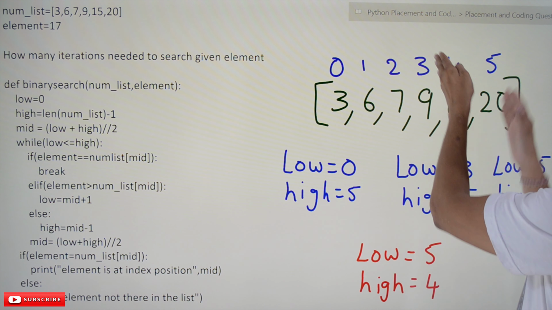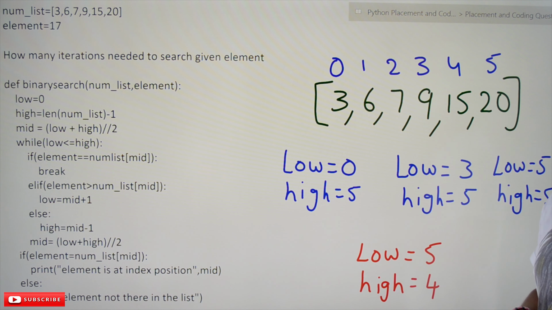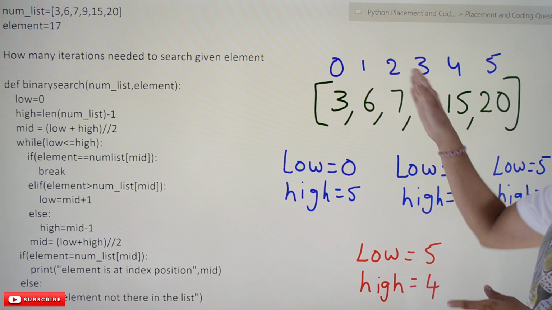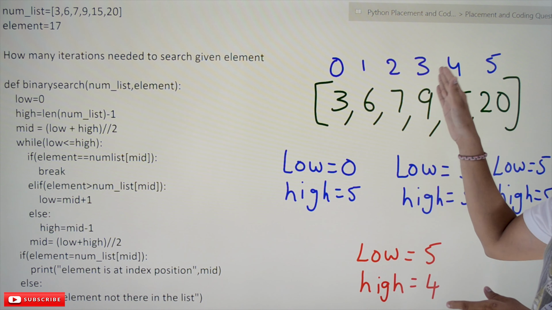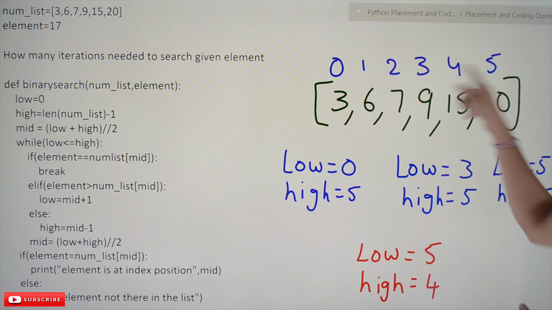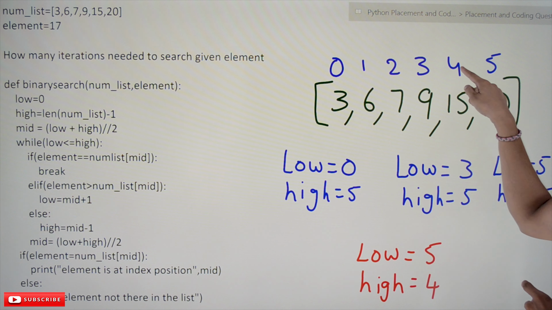So, low is equal to 3, high is equal to 5. That is what we have to do. Next, in the next iteration, low value will be mid plus 1. Mid plus 1 means third position. Up to third position to fifth position, we have to identify. Again, calculate the mid value. 3 plus 5 by 2. So mid is fourth position.